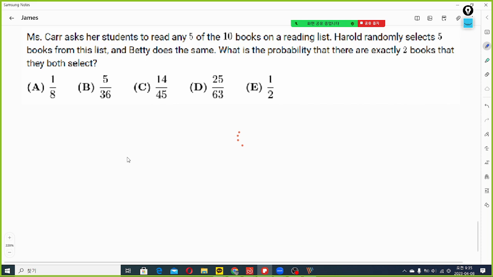So there are 10 books, and each student selects 5 books, and there are 2 students, and we want to find the probability that exactly 2 books are selected by both. So we can first find the 2 books out of 10 that are shared by the 2 students. That's 10C2. We are using combination.